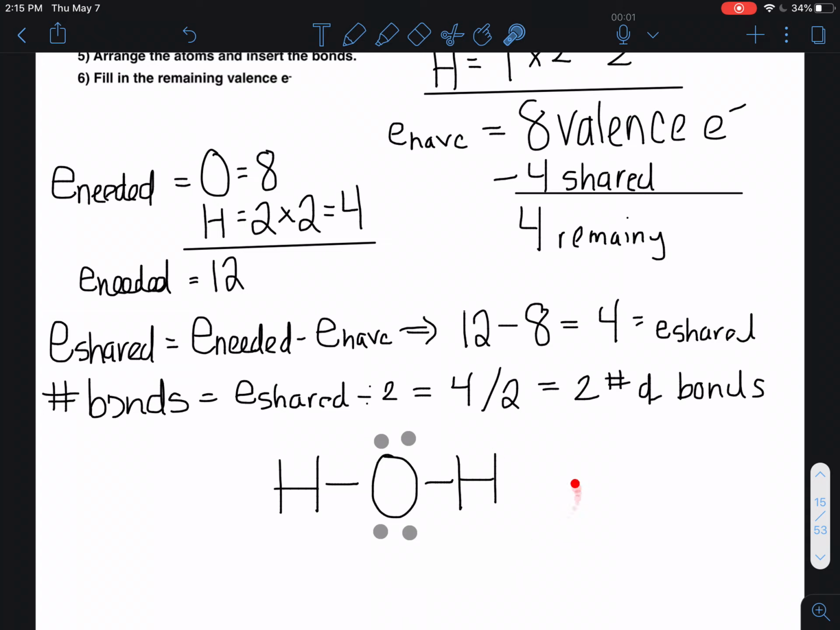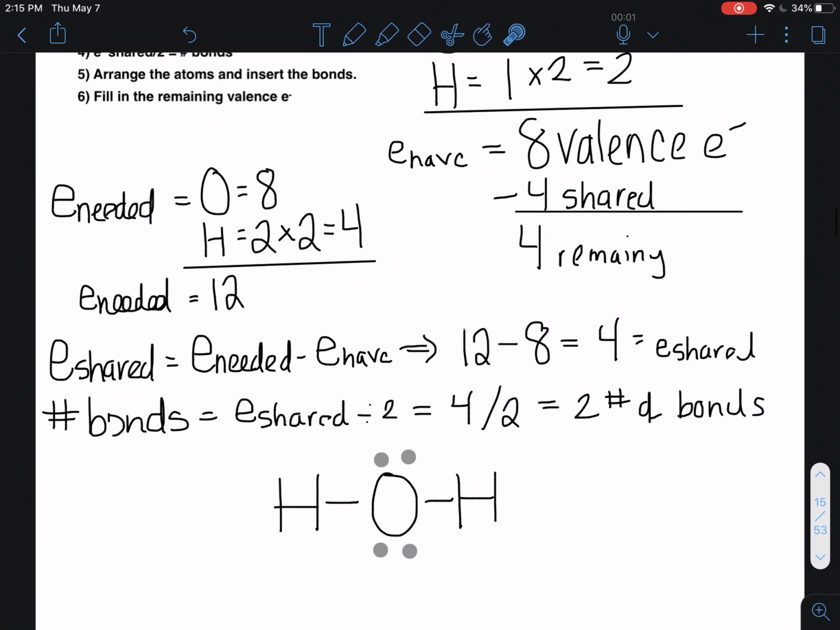Then I'm going to make sure that everybody's happy. I already told you that hydrogen was happy. Now we're going to look here and look at oxygen, count up its valence. 1, 2, 3, 4, 5, 6, 7, 8. Everybody's good. So this is the valence structure for water. Okay?